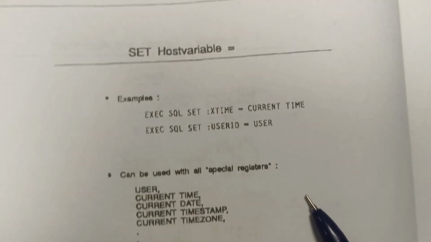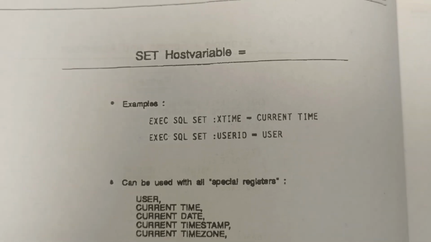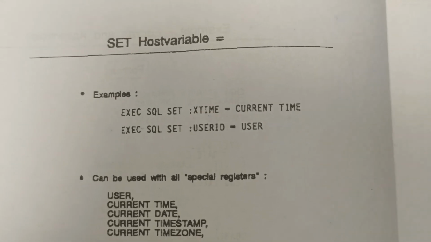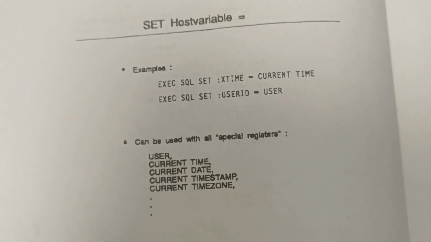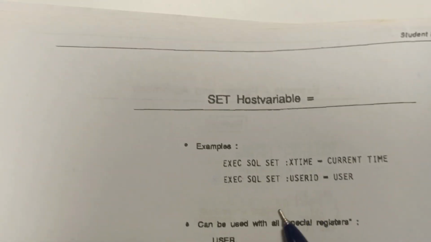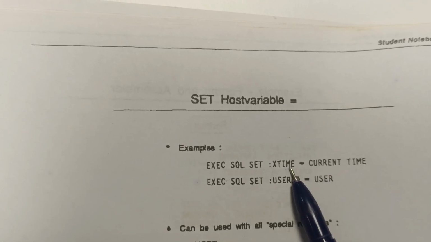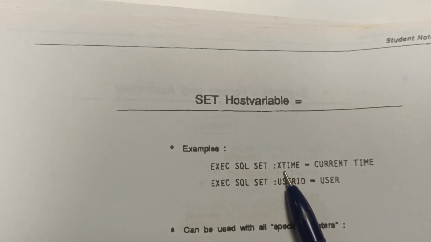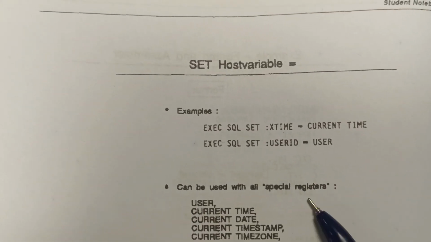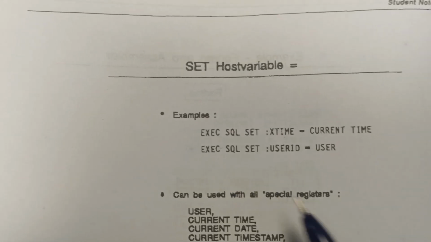Instead of passing data through the program, we can also directly use some standard system-defined variables. If I want to pass them without a host variable, then we can use the SET host variable command. If you use SET, then colon and the variable name, and current date, I am passing the current time into this host variable, and then I will use this host variable whenever I give a select and update statement.